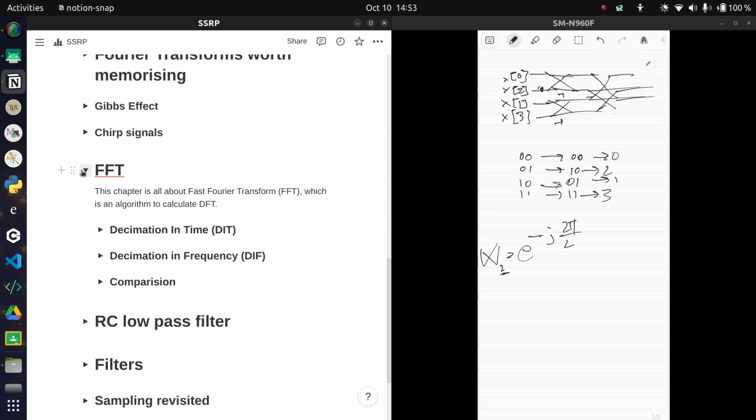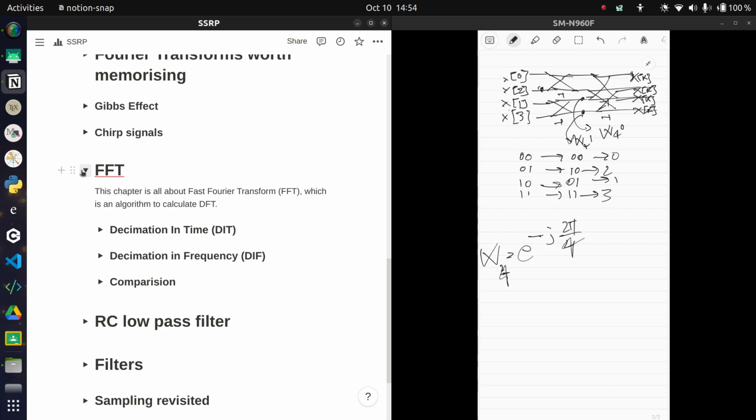Over here in these two cases you multiply by w sub 4 to the power 0, and over here you multiply by w sub 4 to the power 1, where w sub 4 is given by the same expression but with 4 in the denominator. Then you have a minus, and over here just plus 1 plus 1. Cool. And that's how you get the DFT pretty easily.